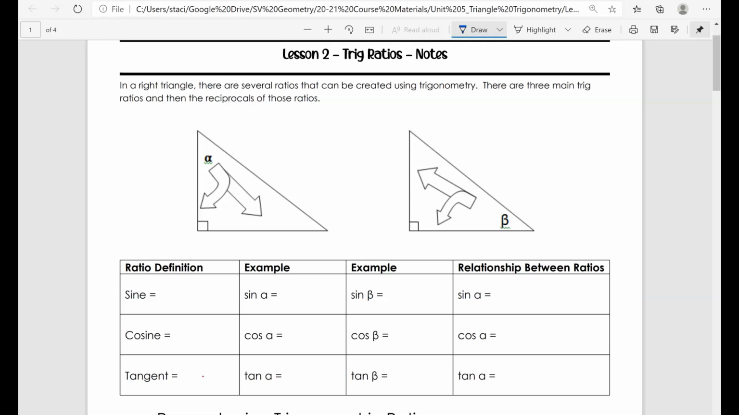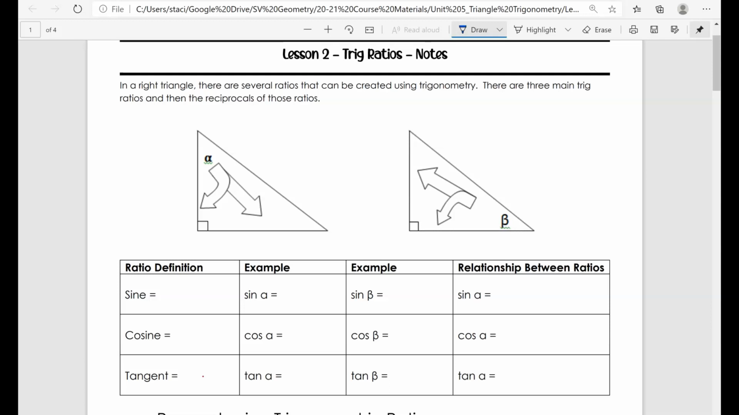Alright, everyone, in this video we're going to learn how to create trig ratios using right triangles. When we talk about trig ratios, we have three that we're going to learn about. But before we do that, I want to make sure we understand the different parts of a triangle when we look at a specific angle.